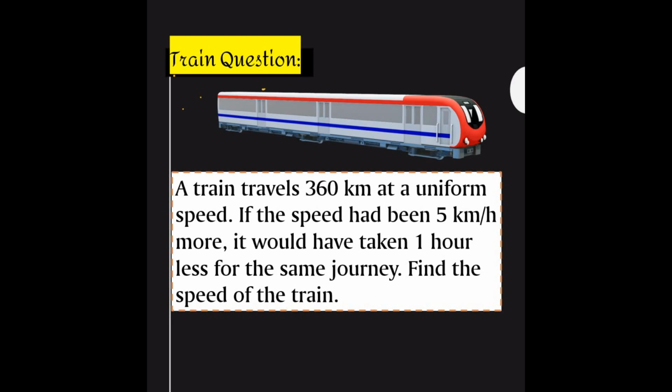In this video, we are going to solve one question on trains. The question is: a train travels 360 kilometers at a uniform speed, and if the speed had been 5 kilometers per hour more, it would have taken 1 hour less for the same journey. The journey is 360 kilometers from one place to another. Find the speed of the train.